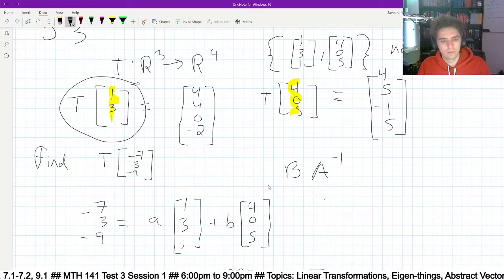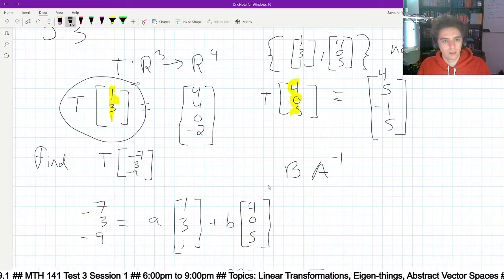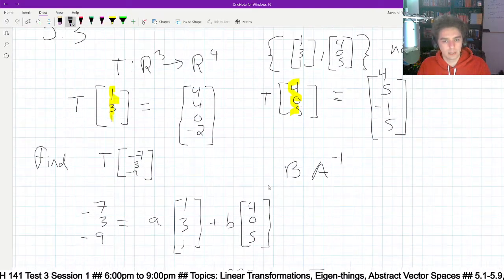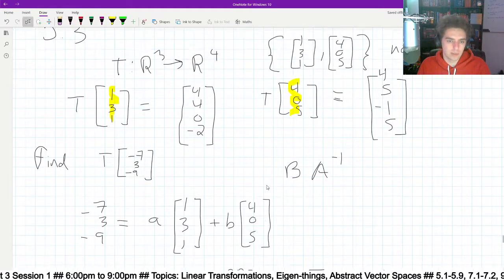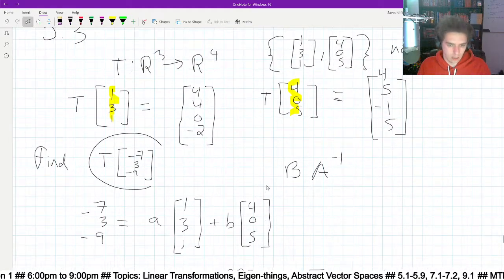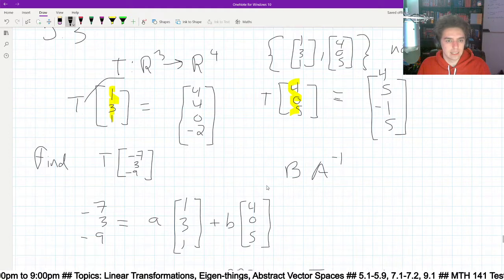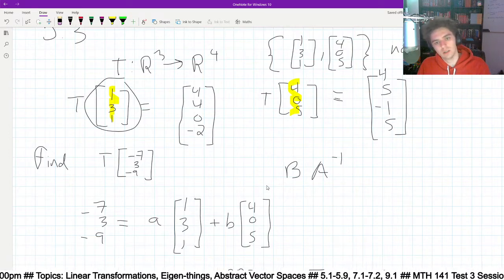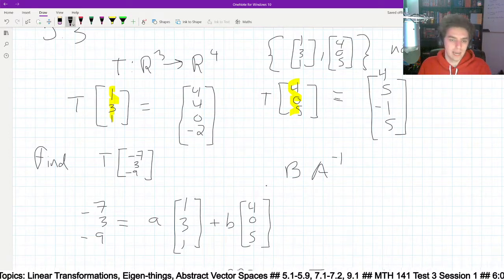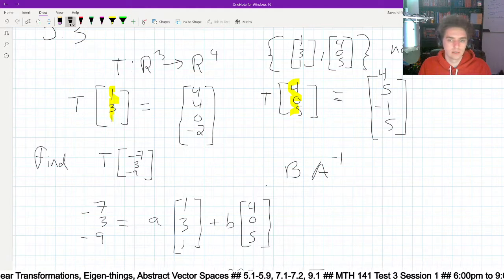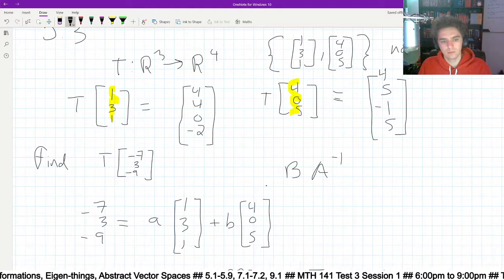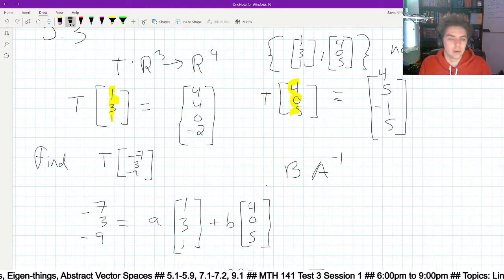So the reason this is different is because we can't use that method. So we have to express this goal vector as a linear combination of these two. If you can't do that, I don't think there's a way to do this, because you just don't have enough information about the question.